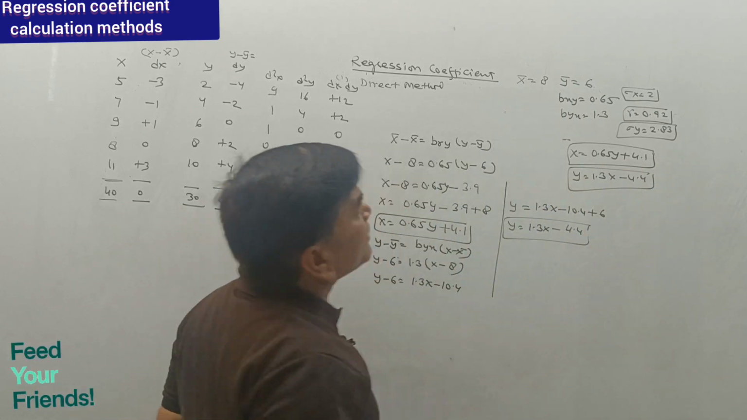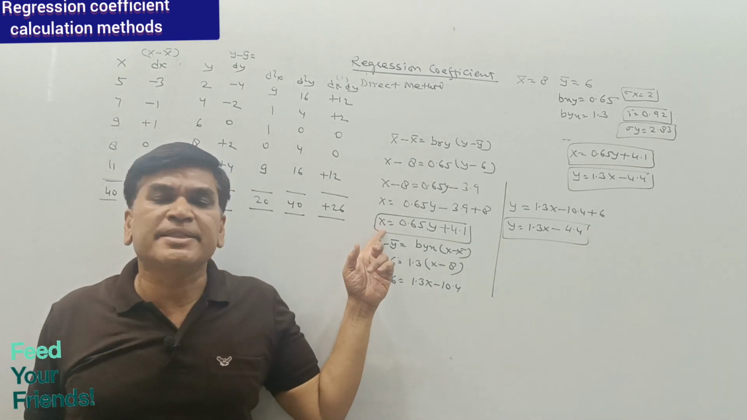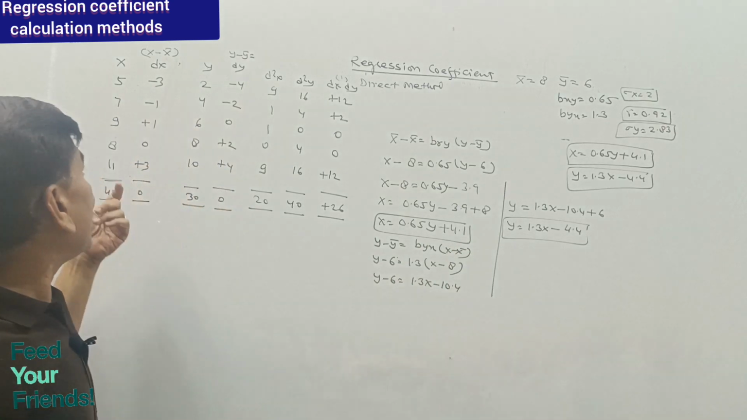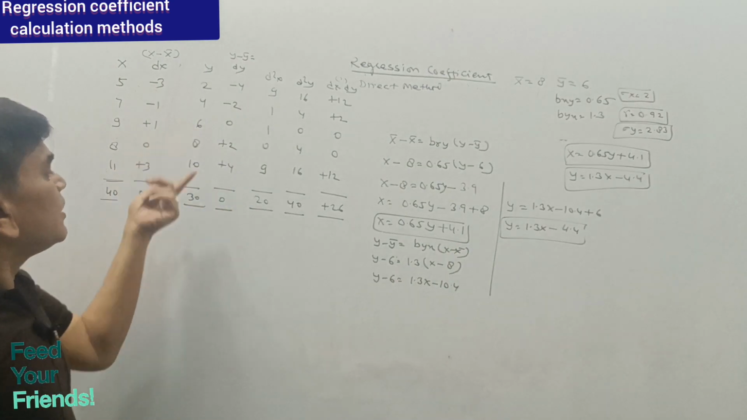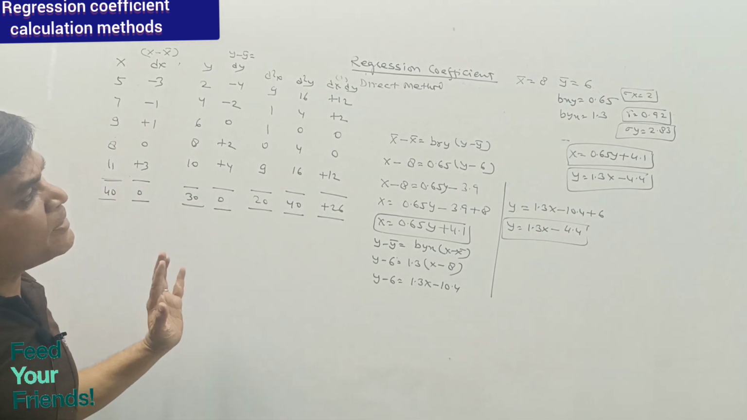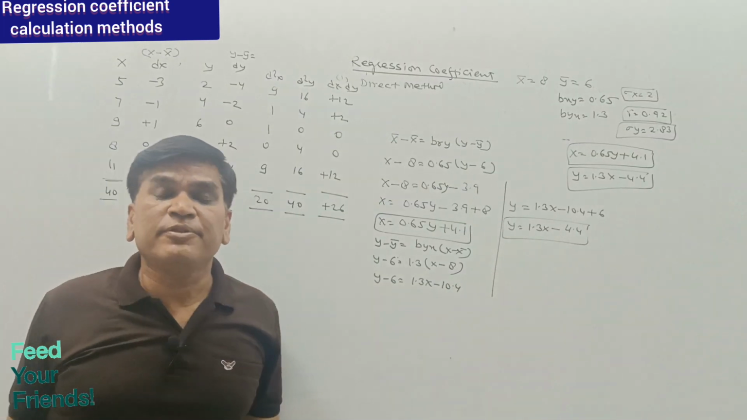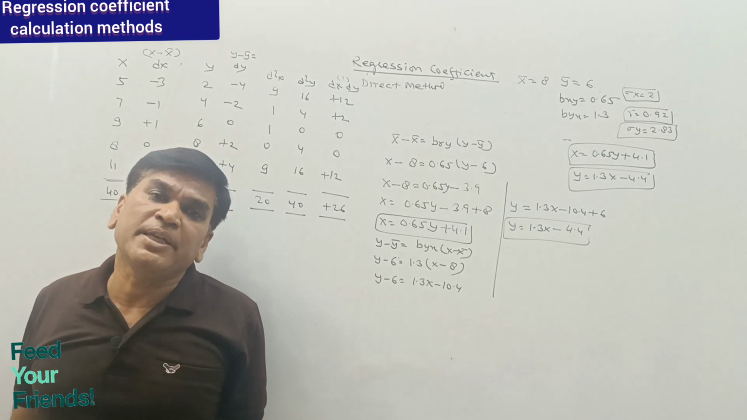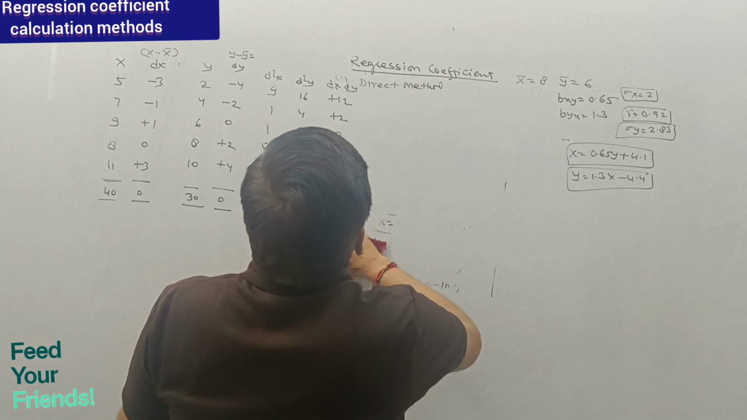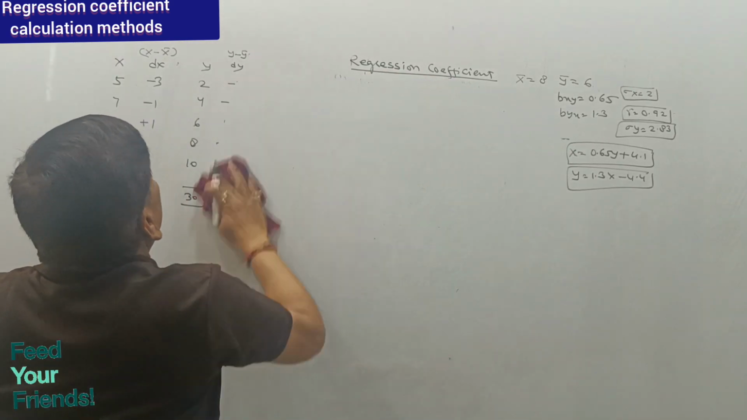So we have calculated with the direct method: this is the x on y equation and this is the y on x equation. In the direct method, firstly we add the values of sigma x and sigma y, then we calculate everything, no problem at all. By putting in the formula, firstly we calculate the values of bxy and byx, and then all these things can be calculated. Now we have a second method, called the assumed mean method.